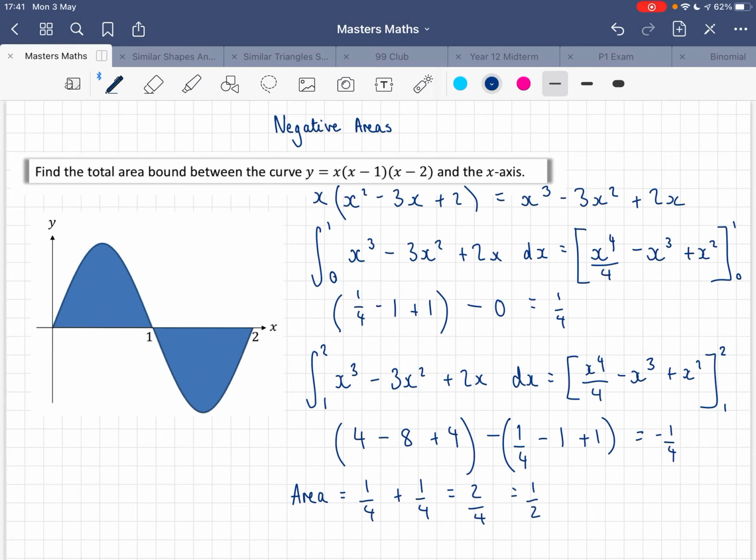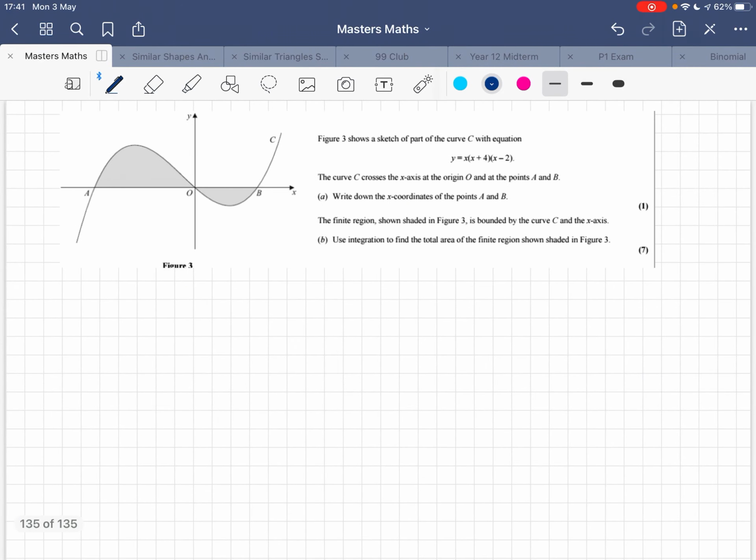Yeah, but it should be quite easy to spot in an exam. I've got one question. Again, this was the test your understanding question on the PowerPoint. So if you want to pause and have a go yourself before seeing the answer, now's your chance.